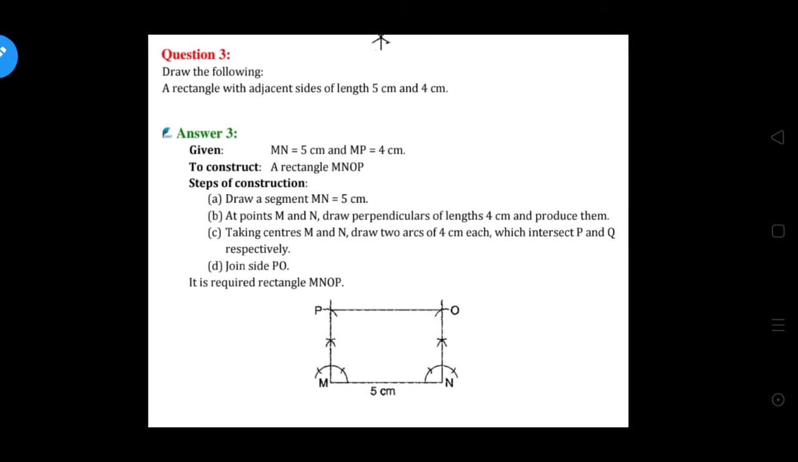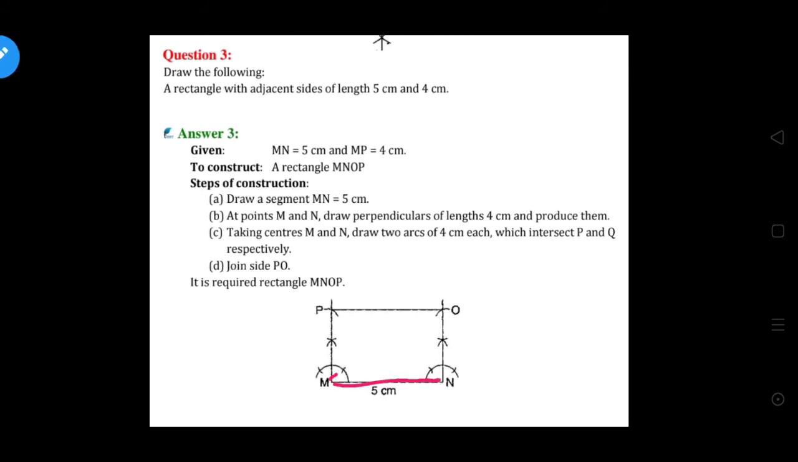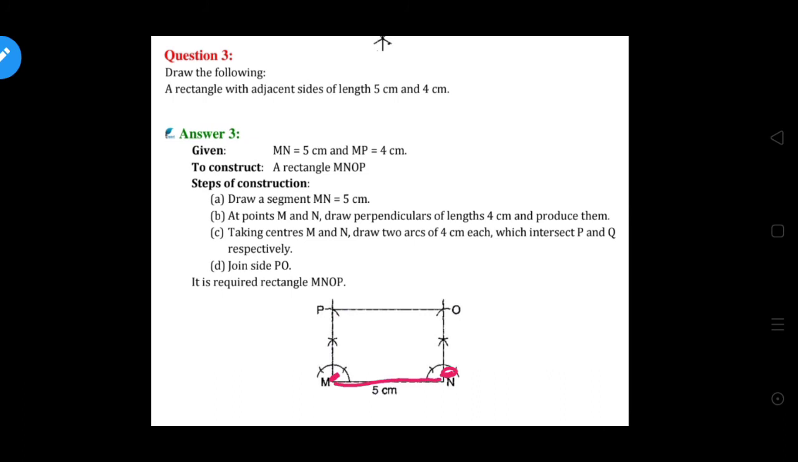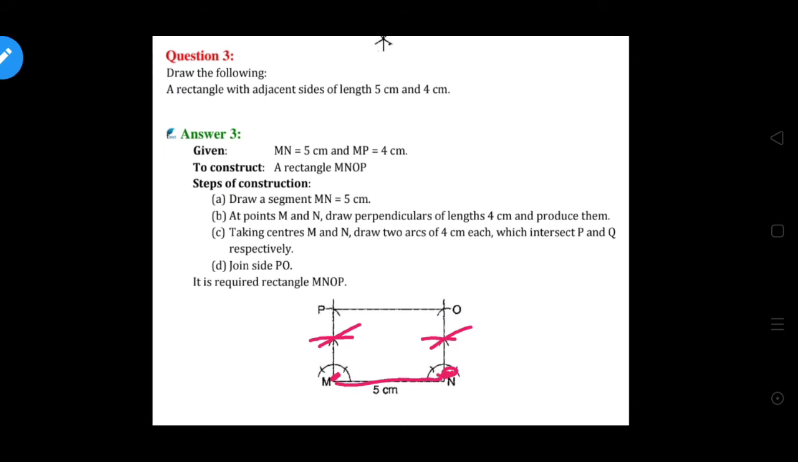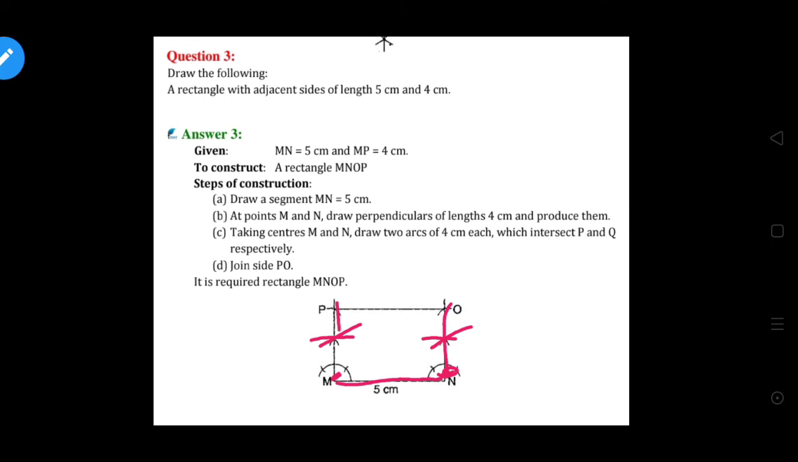So first we draw a 5 centimeter line segment MN, and from point M and point N draw 90-degree angles, and here also at point N a 90-degree angle, so it's perpendicular on MN.